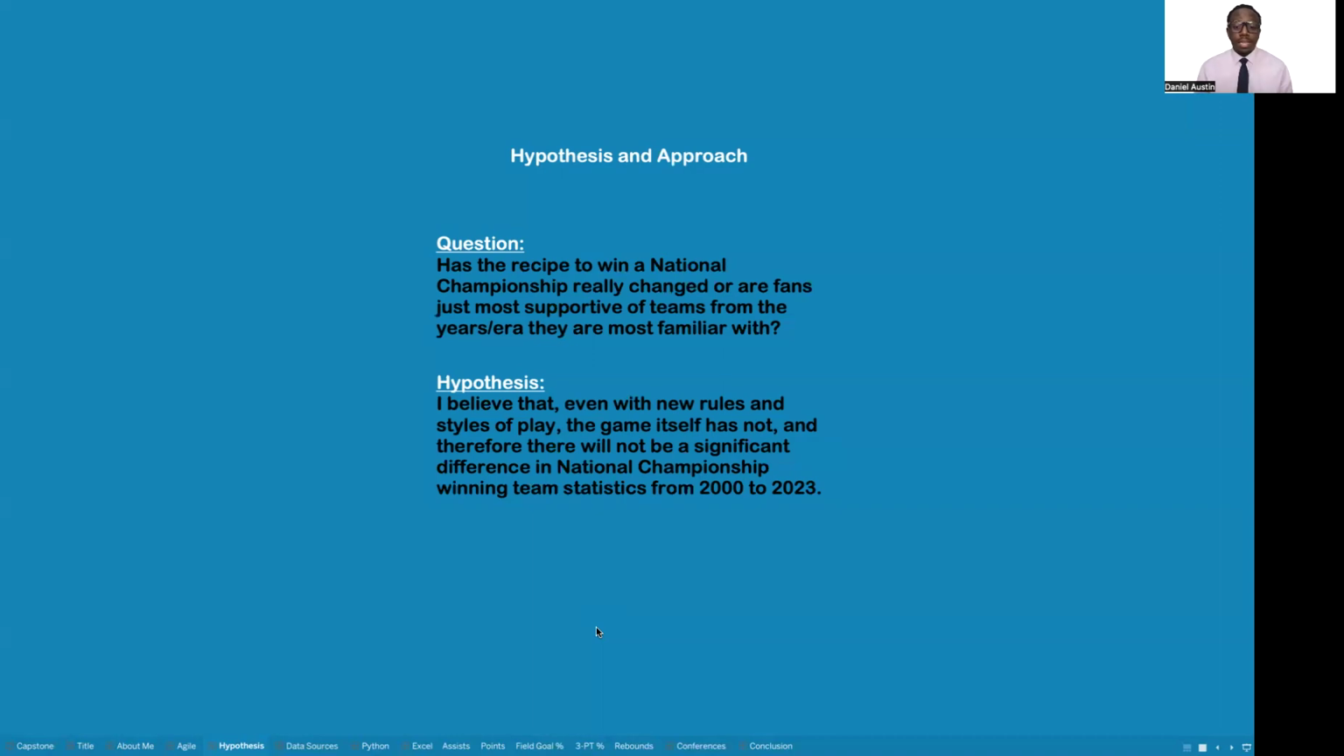I believe that even with new rules and different styles of play, people used to think that the game was more physical, but the game itself has not changed as a whole. I don't think significantly enough for there to be a huge difference in the statistics of national championship winning teams from the years 2000 to 2023.